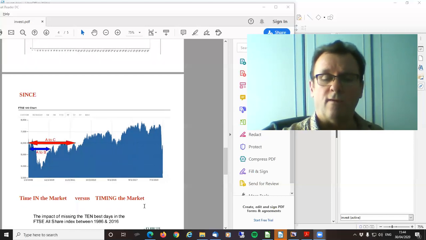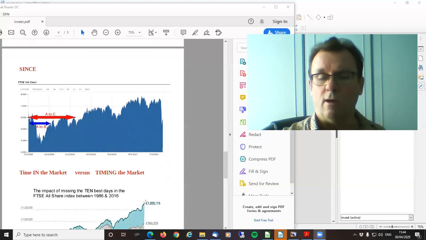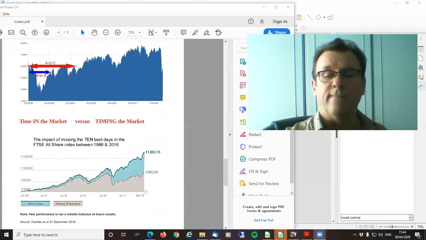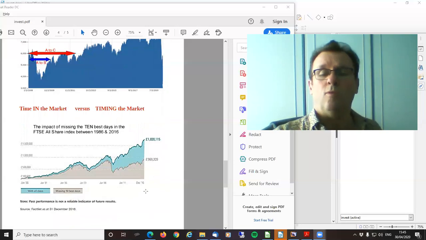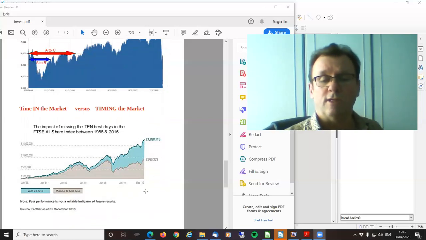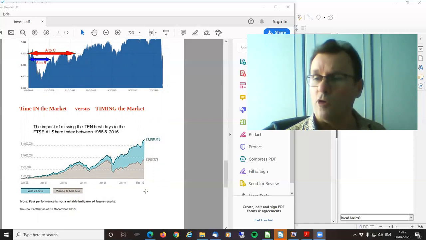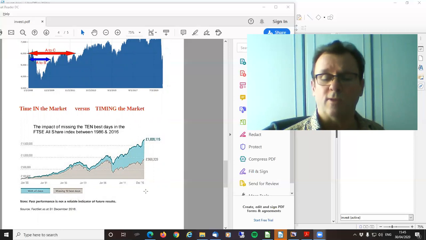And this next graph just shows you the impact of time in the market compared to timing the market. Now, it's genuine data from the FTSE All Share Index for a 30-year period. It's not up to date, unfortunately, but it gives you an idea. This just shows you what would happen if you missed the best 10 days in that period. So you were trying to time the market by buying and selling, but you got it wrong. You missed those 10 days. It's only 10 days out of 30 years, so it's not a very big percentage.